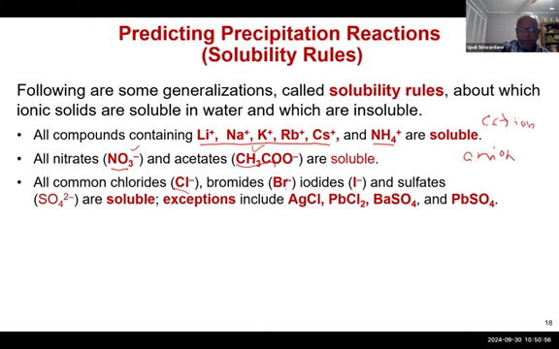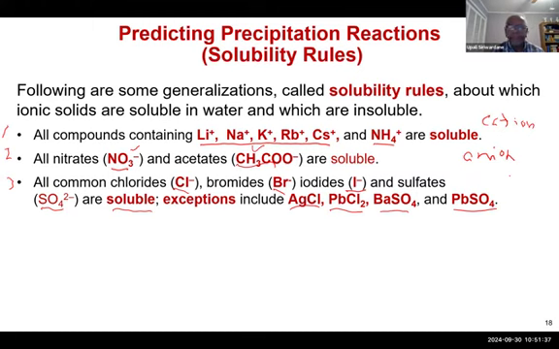What about bromide and chloride and iodide? These are not included in the second solubility rule. We talked about sulfate, chloride, bromide, iodide, and sulfate. They are soluble, but there are few exceptions. Silver chloride is not soluble. Lead chloride is not soluble. Barium sulfate is not soluble. Lead sulfate is not soluble.